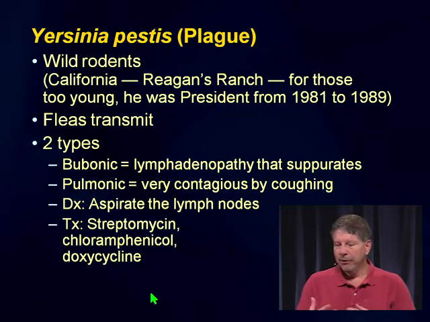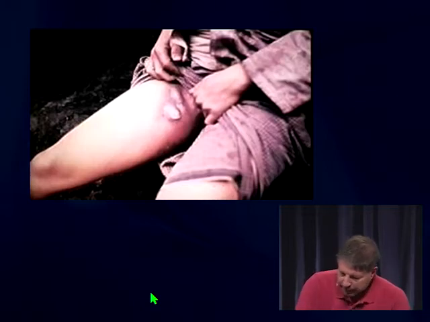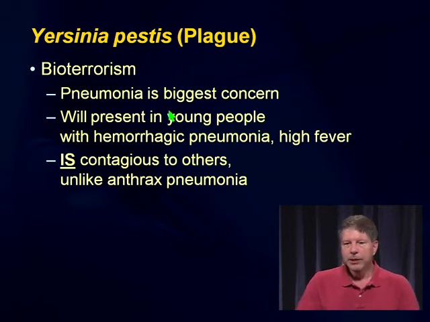Okay, it's a hemorrhagic pneumonia. If you've got a big bubo, you can aspirate the lymph node to make the diagnosis. So this is a CDC picture just showing you the big bubo. You could aspirate that and look for the organism. For bioterrorism, pneumonia is the biggest problem.